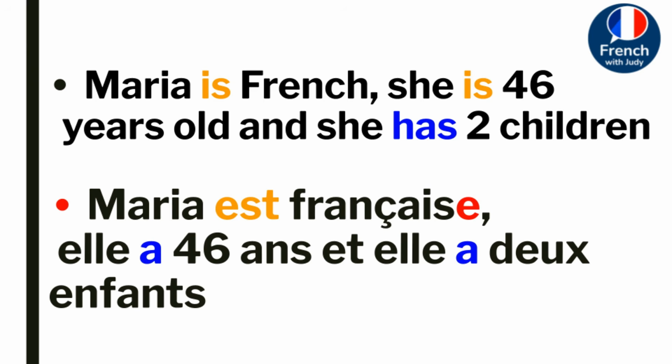Say that again, please. Maria est française. Elle a 46 ans. Et elle a 2 enfants. Maria est française, elle a 46 ans et elle a 2 enfants.